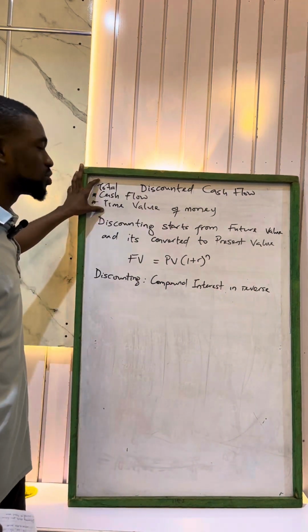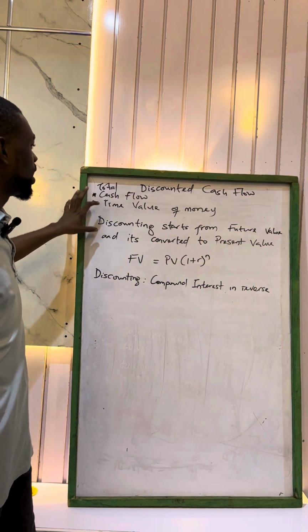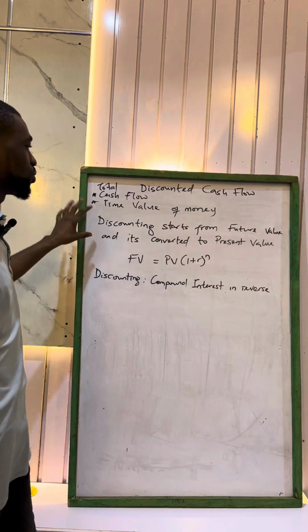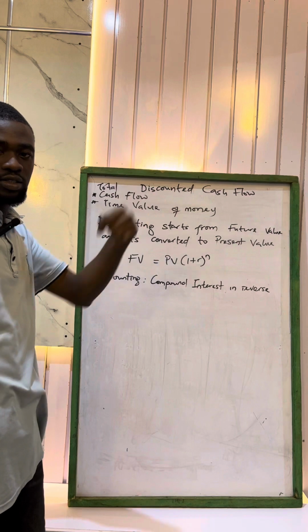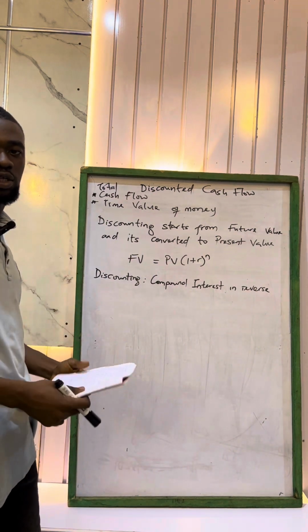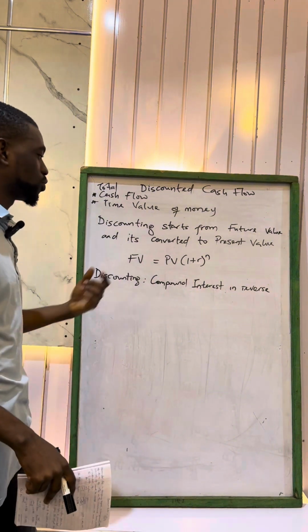So the payback does not consider the time value of money, while discounted cash flow considers it. And this makes use of the principle of discounting. That is, start from the future value, the money we want to get in the future. We're going to convert that money to present value. Okay, the 100,000 naira I want to get in 2 years, what is the value of 100,000 naira now? So we're going to make use of that value.